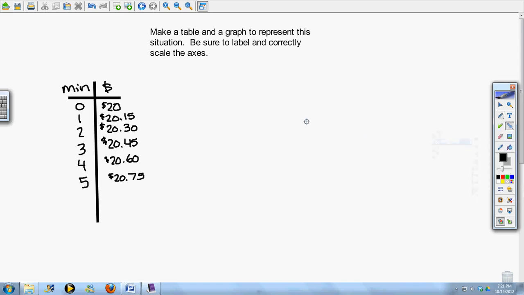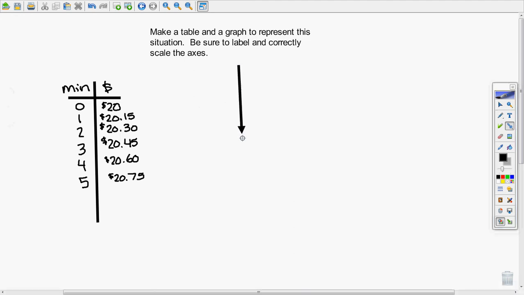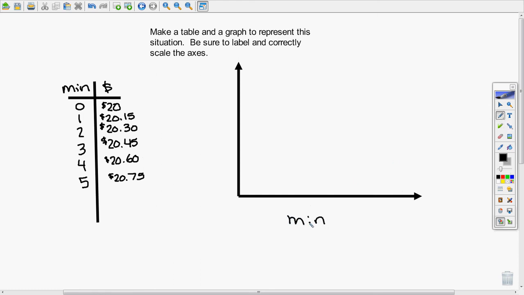a graph. So I don't see any negative numbers here, so I'm just going to do a first quadrant coordinate plane here. And that's not the one that I wanted here. So when I do this, I'll just do a first quadrant coordinate plane, just like this. Where obviously this side will be the minutes, since time is almost always the independent variable. And this side will be the money, the total bill.